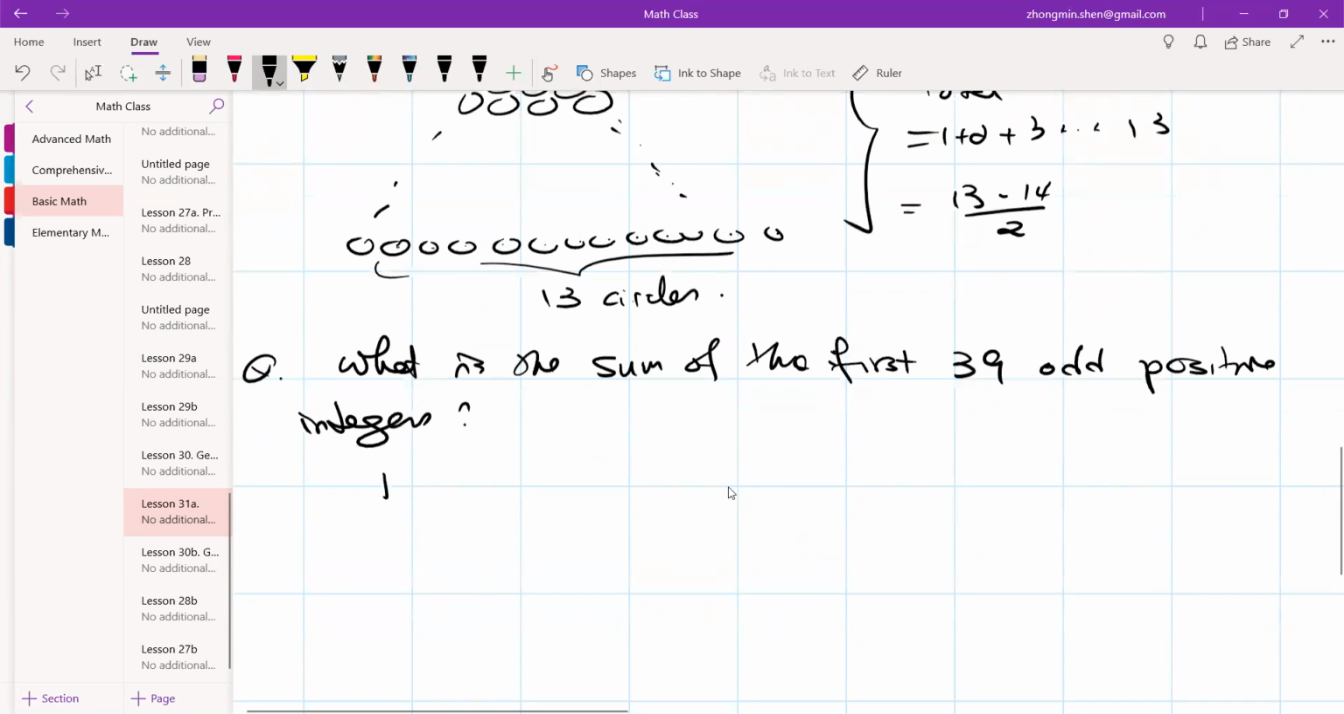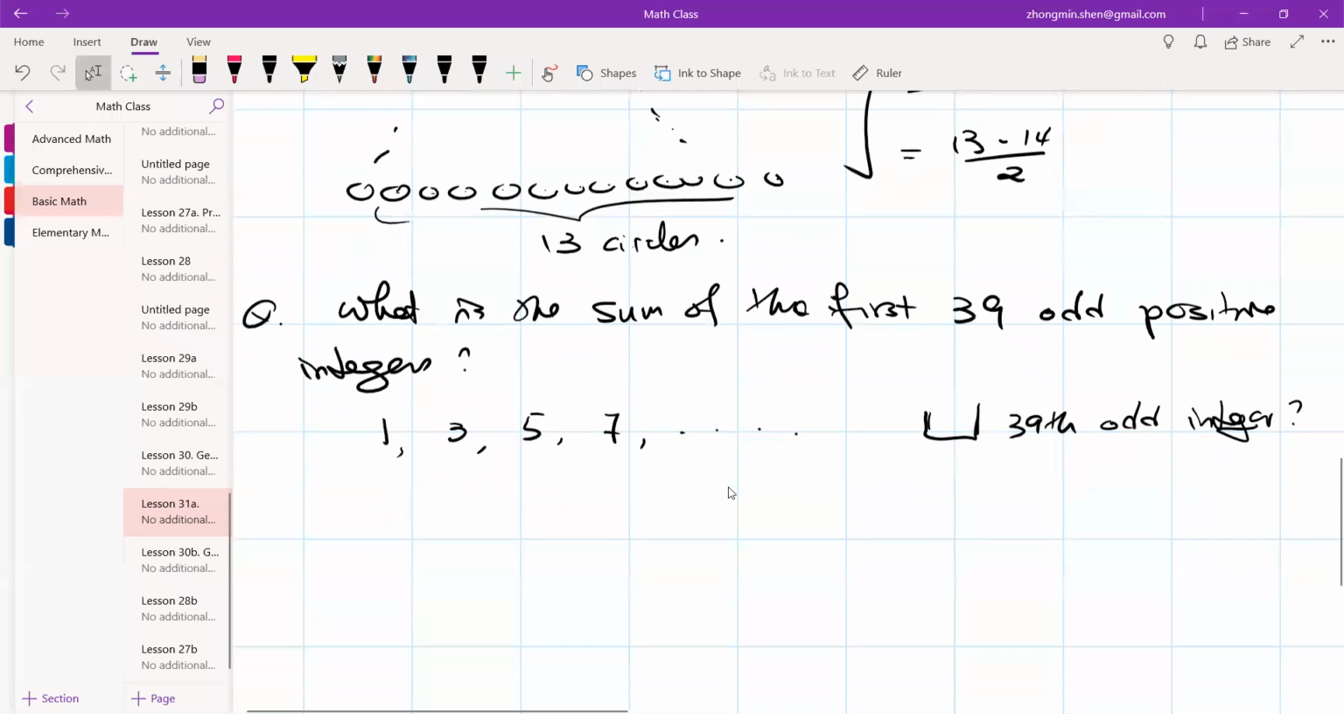Odd numbers like this: this is the first odd number, that's the second one, that's the third one, and that is the fourth one, 7. But it's harder to write down the last one. Here, the 39th. What is the 39th odd integer? That's my question.